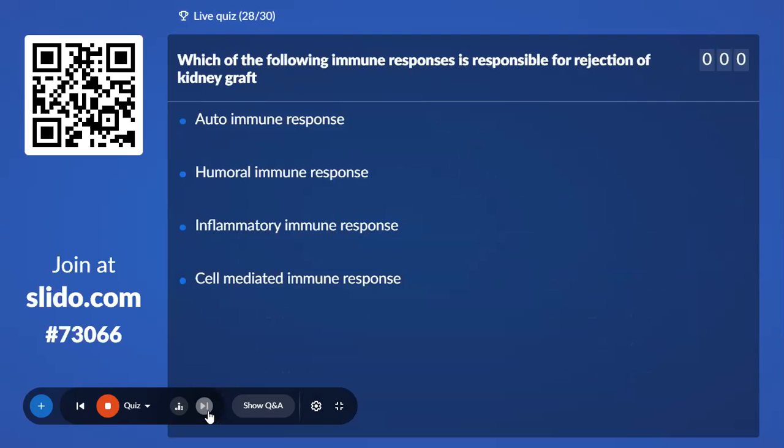Which one of the following immune responses is responsible for rejection of kidney graft? Autoimmune response, humoral immune response, inflammatory immune response, cell-mediated immune response.